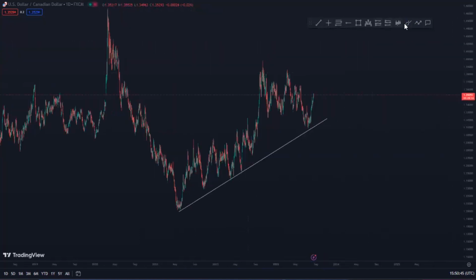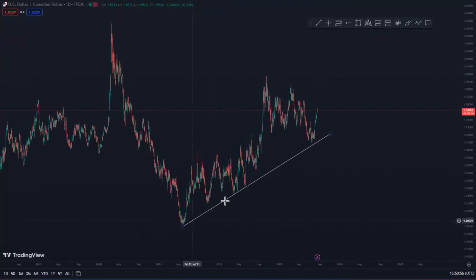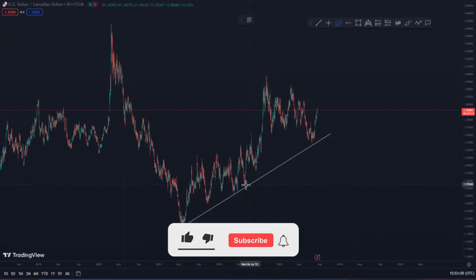But again, here we have this impulse, this is the correction. We are looking for that impulsive move to the upside. We have this touch, and also we can use our Fibonacci. For those that don't know how to use the Fibonacci, comment down below and I'll create a separate video teaching you how to use it. But for the purpose of this video, let's take it you understand how the Fibonacci works.